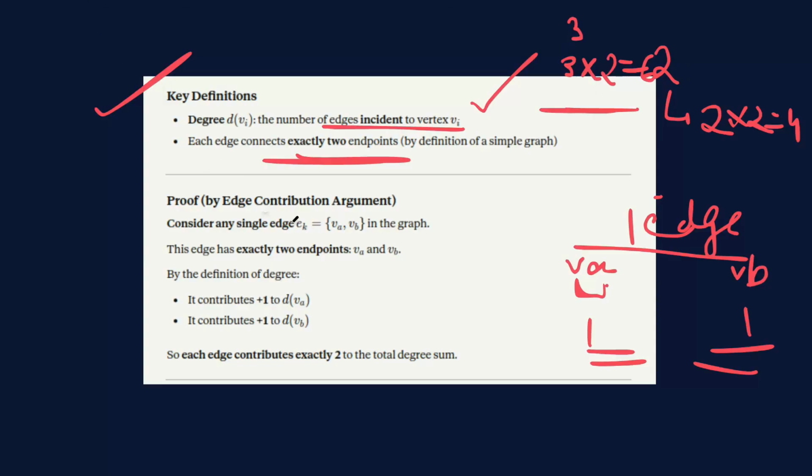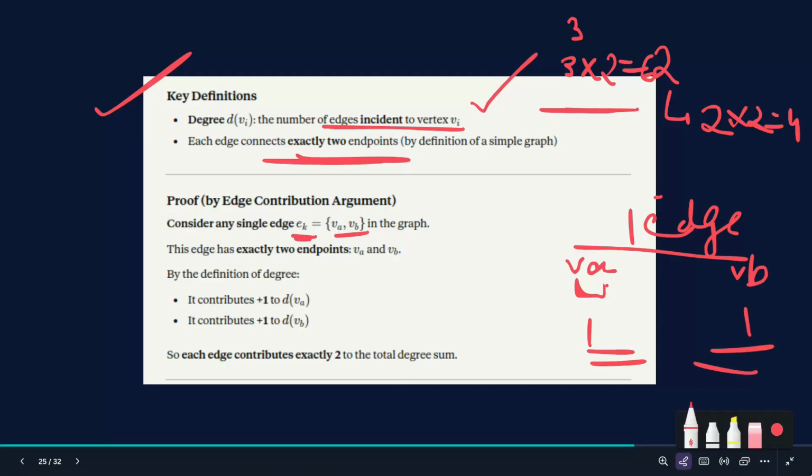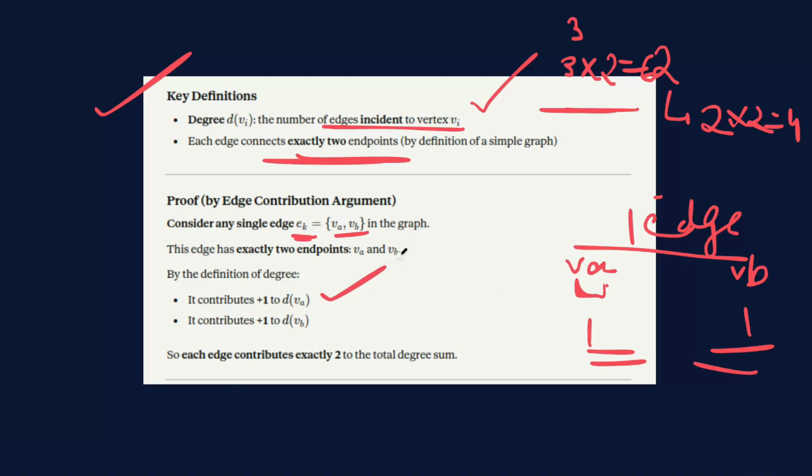So if you consider any single edge, let's say the edge EK, which connects exactly the 2 vertices VA and VB. In the proof, we say: consider an edge EK, which is VA comma VB, meaning its endpoints are the end vertices of this edge. Edge EK is VA and VB. So VA would contribute plus 1 to the degree of vertex VA, and the degree of vertex VB would be plus 1. So one edge contributes exactly 2 to the total degree, right?